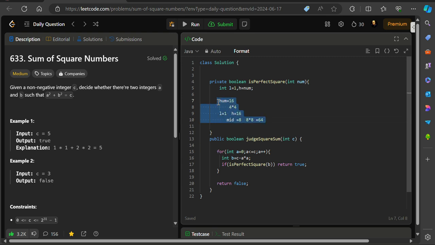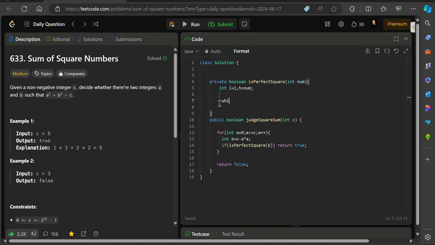Because 64 is greater than 16, the mid 8 can never be my answer. So the answer must always lie in the left side part. So this is how we came to know it will require some binary search approach. So let's code this up.